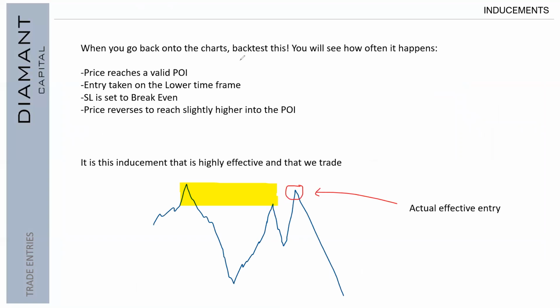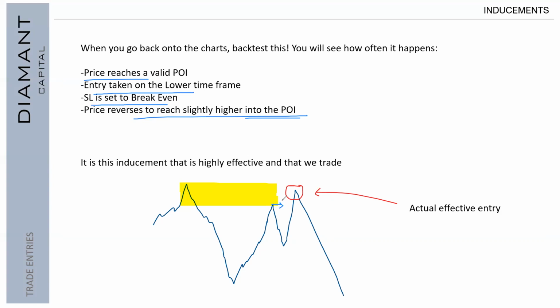scale. So when you go back onto the charts, backtest this, see how often it happens. Price reaches a valid point of interest, entry taken down, stop loss is set to break even, price reverses and straight back into the point of interest. I mean, I've had so many times where I would be in a trade and I'm so confident that it would go down, but it'd come back to take me and then go back down. And after a while, I had to question what was going on. So as I backtested, I saw that this is something that was happening more.